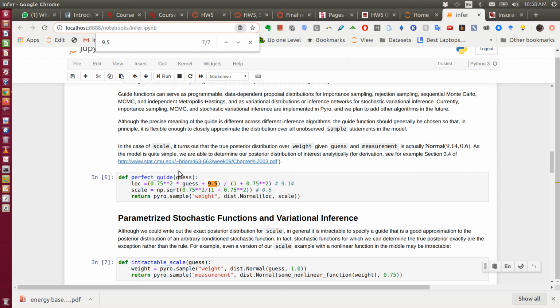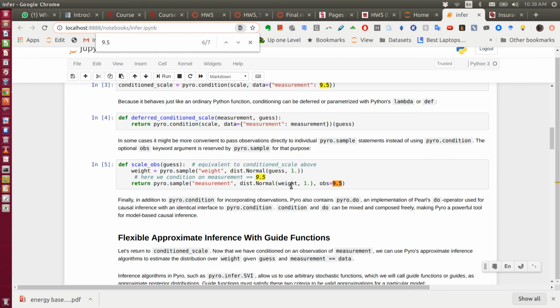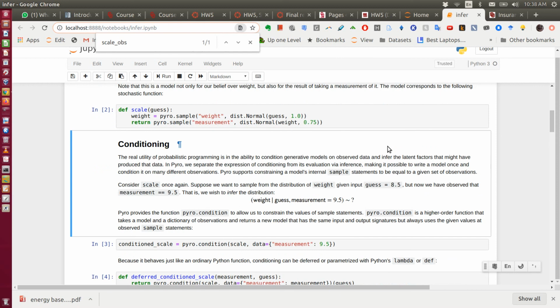This is something to do with the variational inference. You need to have a guess PDF to start with, but this guess can be wrong. Actually, in this case, I just assume this can be wrong. So I just changed the other 9.5 here. I think it doesn't use it here. Let me make sure it doesn't actually use this scale observation function. Yeah, it doesn't use this one. I think it only uses the conditional scale here.